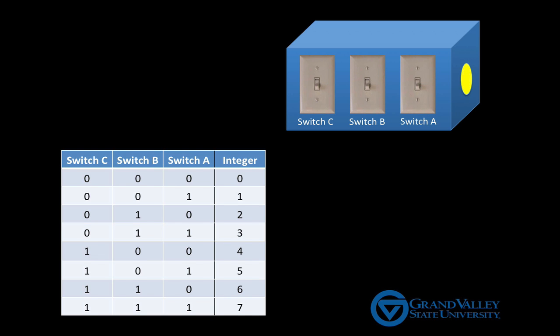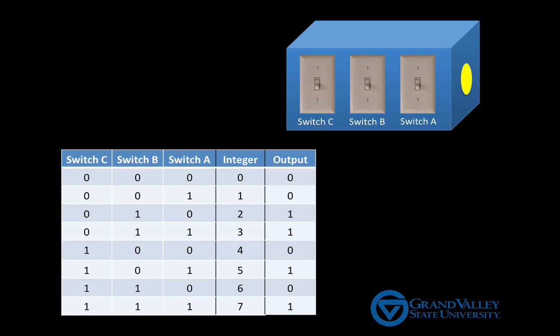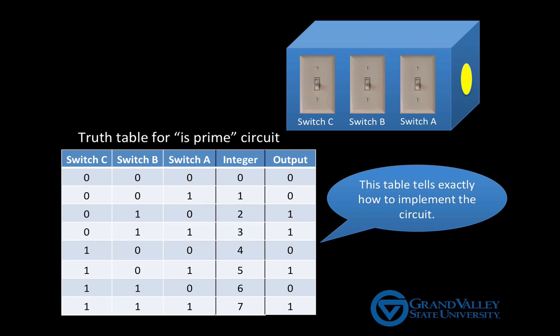One technique is to create a table that lists the output for each input. This table is called a truth table. Here we have a truth table for the box that determines if a number is prime. I'm going to start calling this box a circuit, since that's the more common term. We're going to see how this truth table tells us exactly how to build the circuit. Or in other words, what gadgets to put in the box and how to connect them.